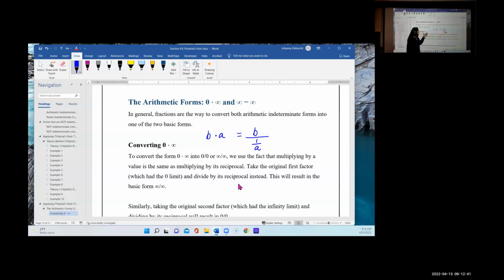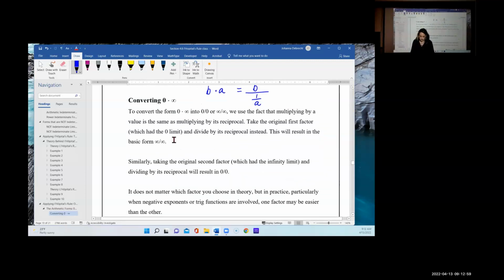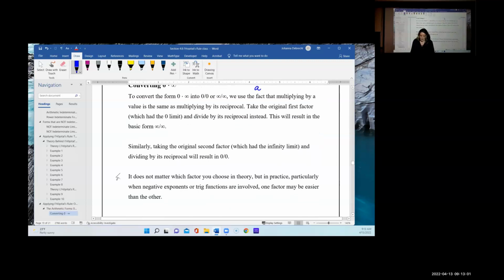So what we do is we take either the representation that's giving us the 0 or the one that's giving us infinity, and we divide by the reciprocal of it. And that's going to fix the problem for us. All right. And you'll see how this works when we start doing some examples. So when you do that, it will convert it into either 0 over 0 or infinity over infinity. So multiplication by something is the same as division by the reciprocal.